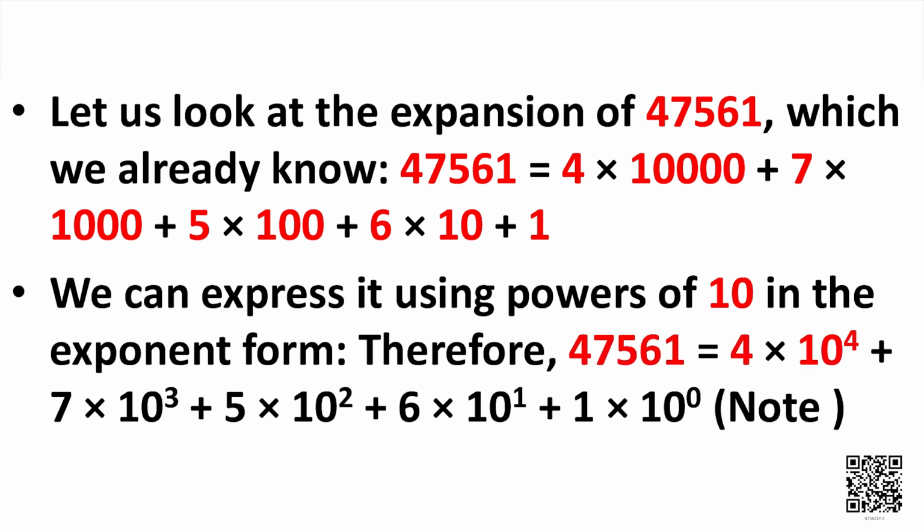47,561 will become 4 multiplied by 10 to the power 4 plus 7 multiplied by 10 to the power 3 plus 5 multiplied by 10 to the power 2 plus 6 multiplied by 10 to the power 1 plus 1 multiplied by 10 to the power 0. Now note students, all these 10 with the power from 4 to 0 are the exponential form of 10,000 to 1. Similarly, in this way you can express any number.